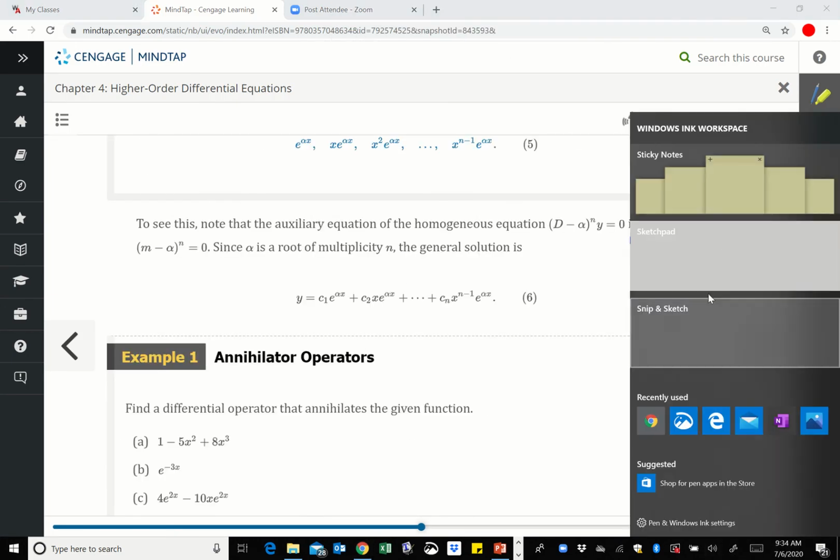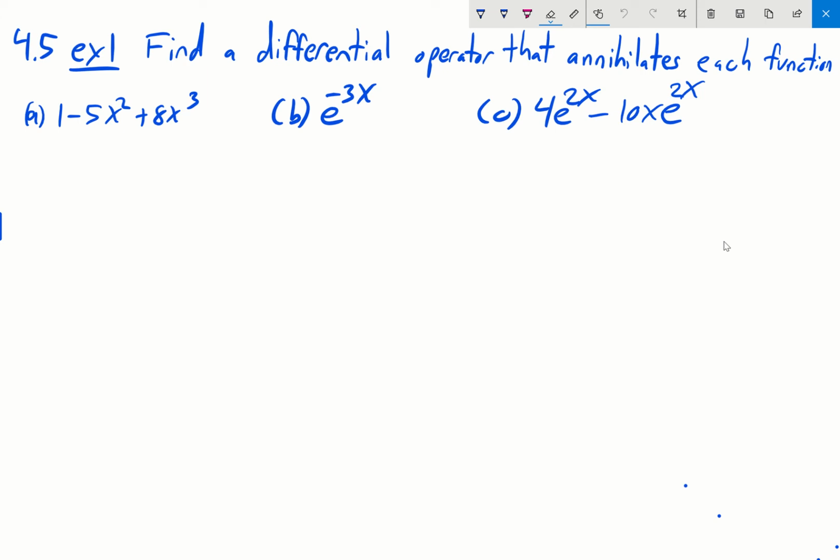Let's get a little bit of practice with this. In example 1, we want to find a differential annihilator that annihilates each function. So for the first part, we have 1 minus 5x squared plus 8x cubed. It's a polynomial of degree 3, so I claim that the differential operator D to the fourth, the fourth derivative, should annihilate this.